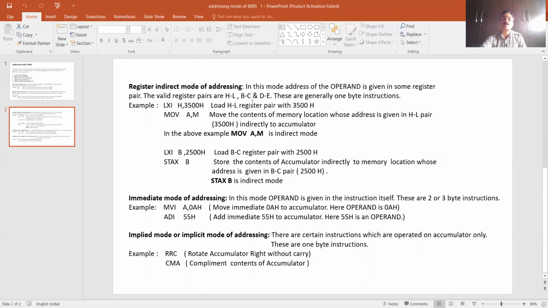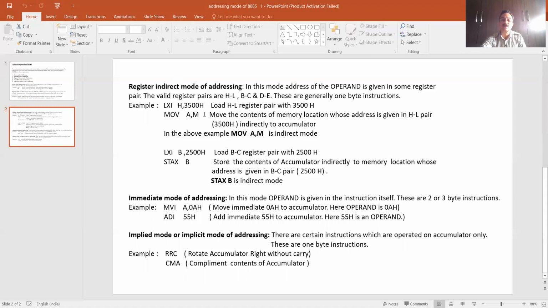Okay, so the address of the operand or data is stored in any one of these 3 register pairs, and then from that register pair the data can be moved to the accumulator or any other place. Here I have given the example: LXI H, 3500. Load HL pair with 3500 means the address 3500 of memory is stored in the HL register pair, and then we can move that data from memory to the accumulator.